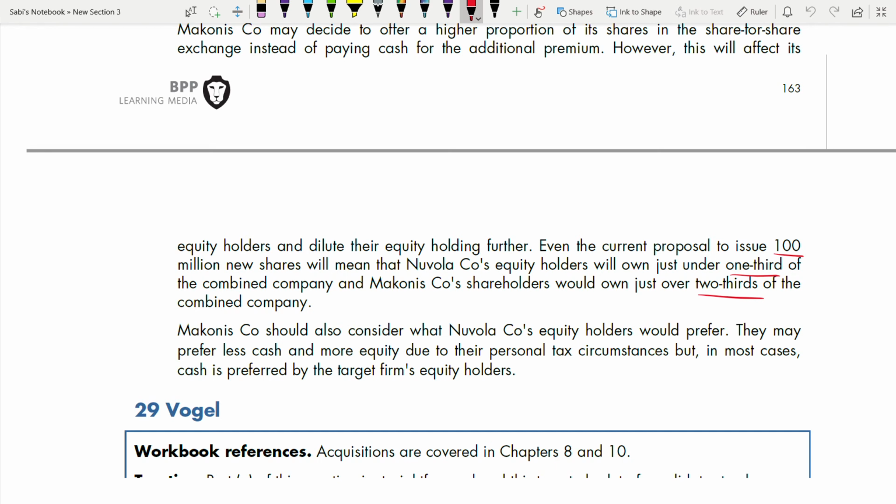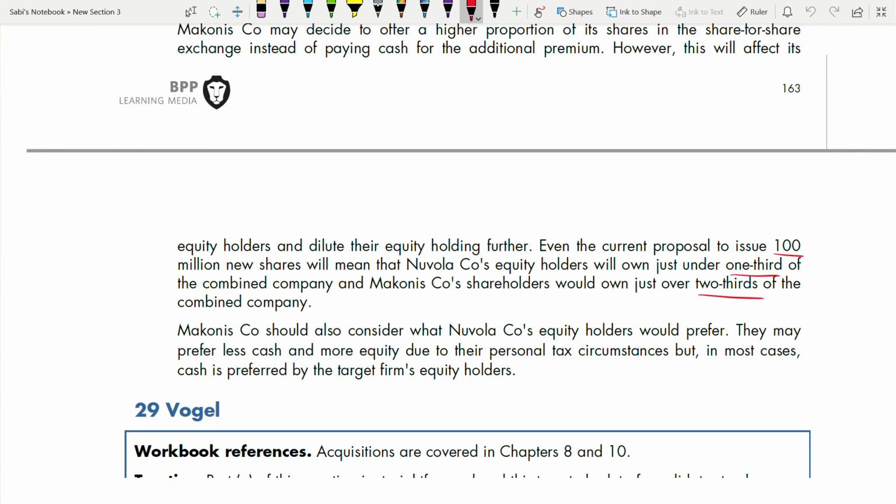The last paragraph: Makonis should also consider what Novala's equity holders would prefer. Yes, it is very important what the target company's equity holders prefer. It is not just a one-sided decision where whatever you want to pay, you decide. No, you have to see the other company's preference also. They may prefer less cash. Maybe Novala might prefer less cash and more equity due to their personal tax circumstances. Why is that? Because when Makonis is paying cash to Novala, Novala has to pay tax on that. They are receiving the cash. So maybe to avoid tax, they want to go for share exchange. For share exchange, you can avoid tax. So maybe because of their personal tax circumstances.